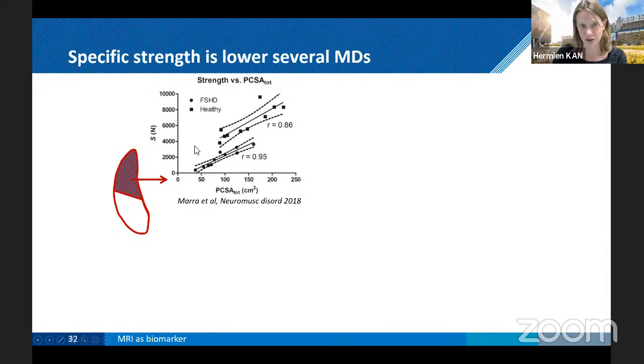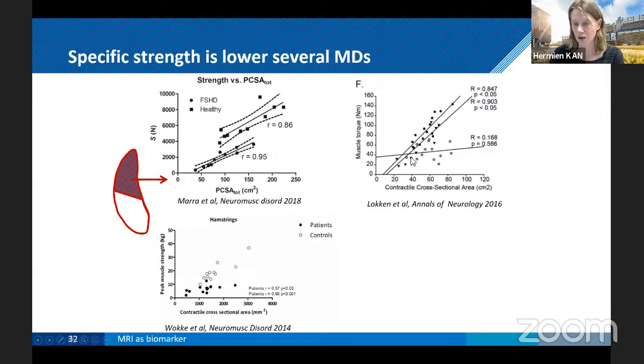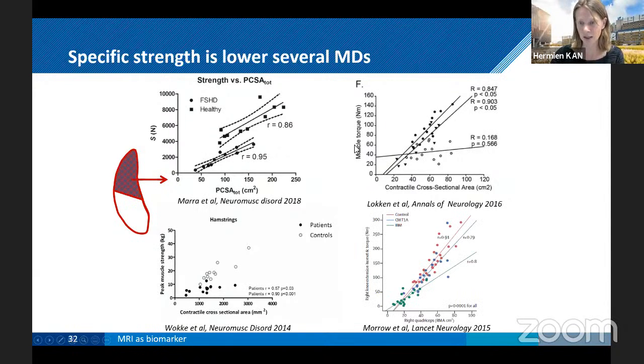So this was found in FSHD patients. It was also found, Beatrice Walker found it in Duchenne patients, the same thing in the hamstrings. Lukken et al. from the Copenhagen group found the same thing in Becker patients, where it hardly correlated at all, the amount of muscle tissue that you have with muscle torque in this case. And also in IBM patients, this was found, right? That with the same amount of muscle tissue, you can deliver less force.